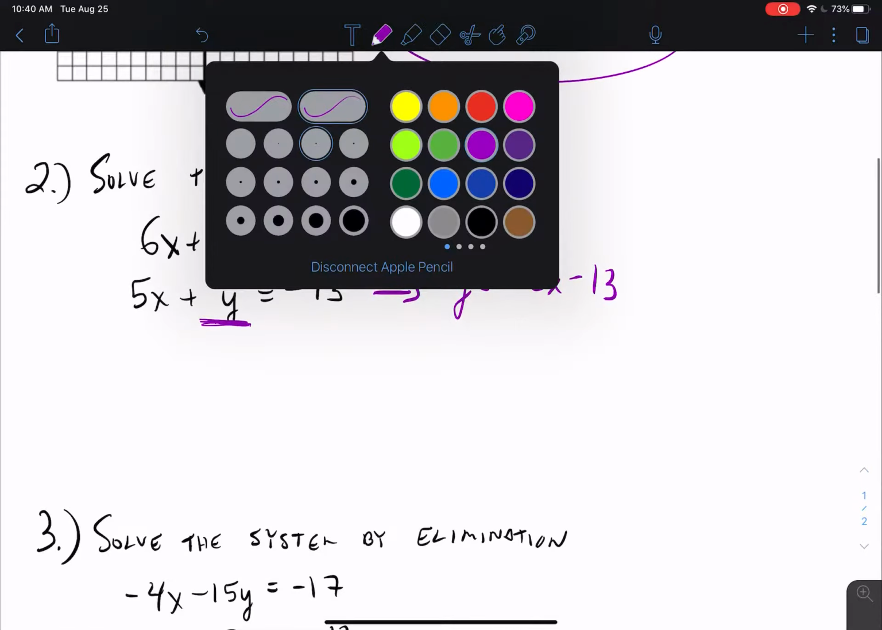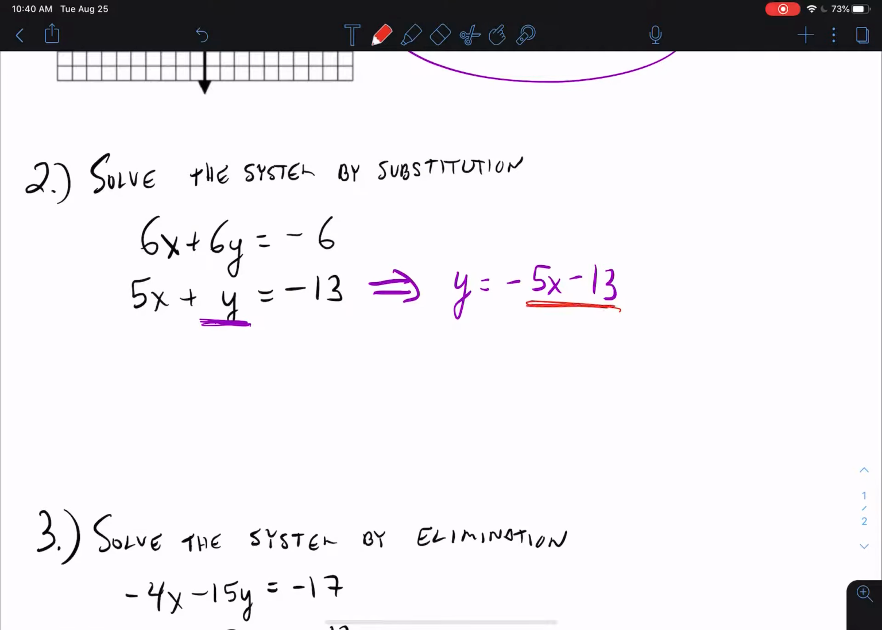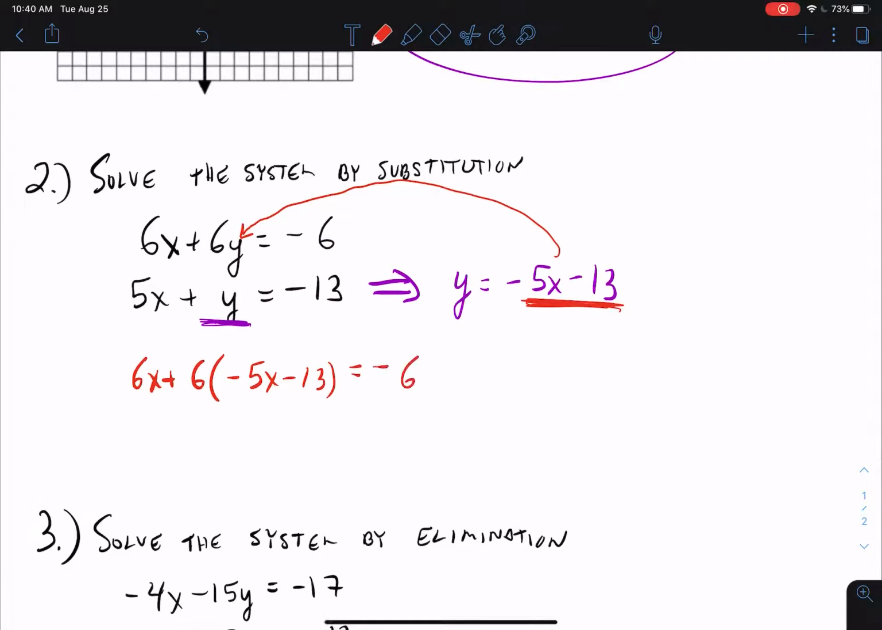What I'm going to do now is substitute -5x minus 13 in every time I see a y in my other equation, because y equals -5x minus 13. Y and -5x minus 13, since they're equal, they're the same thing. I can swap them out. So looking at my top equation, I've got 6x plus 6, but instead of y, I'm going to substitute in -5x minus 13. And that's going to equal -6.